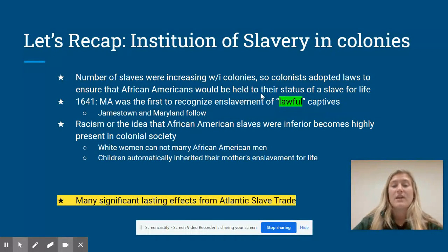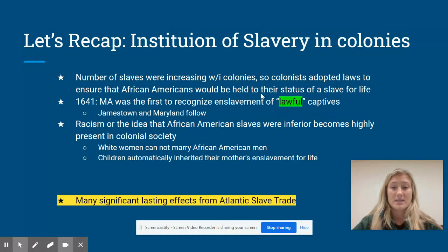There are many significant lasting effects from the Atlantic slave trade that need to be brought up. We see this institution of slavery and we see this introduction of racism and these inferiority claims based off of a race. We also know that an estimated 15 to 20 million Africans were shipped from Africa to North America.